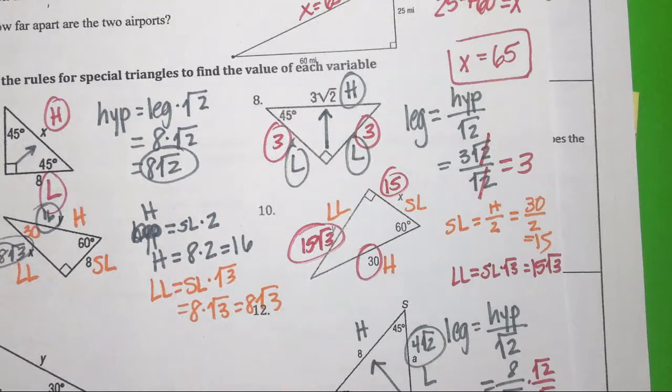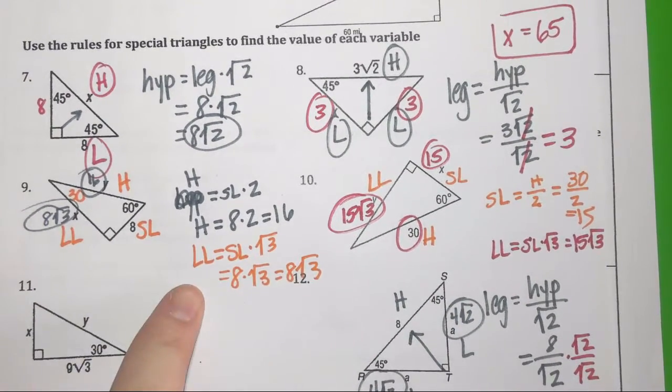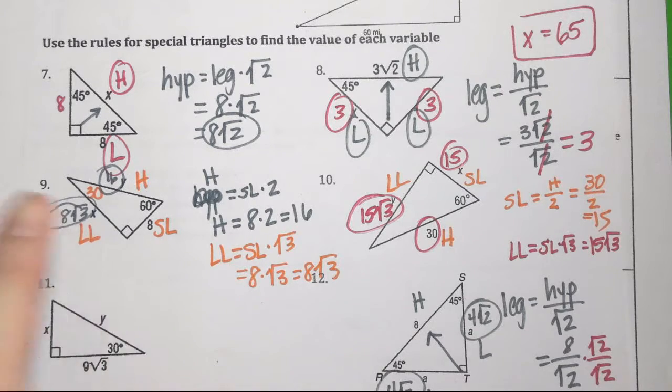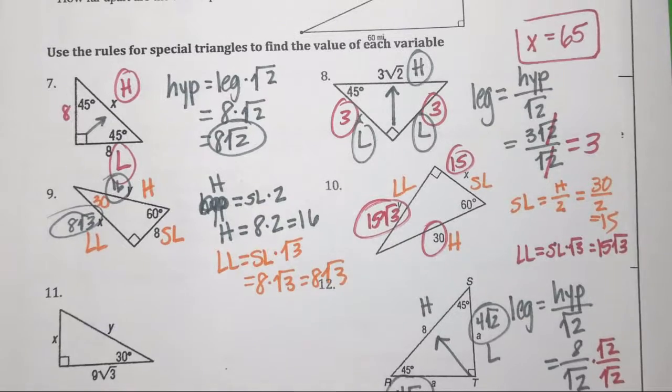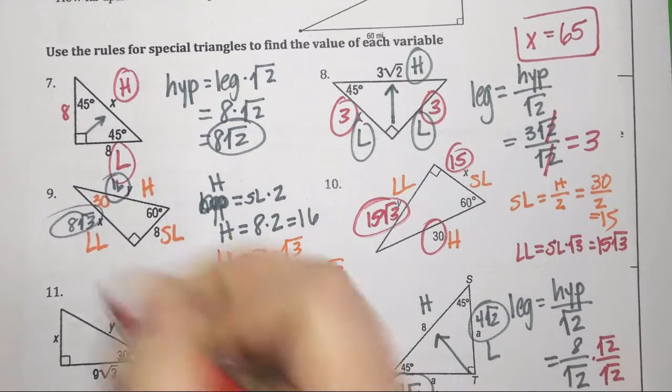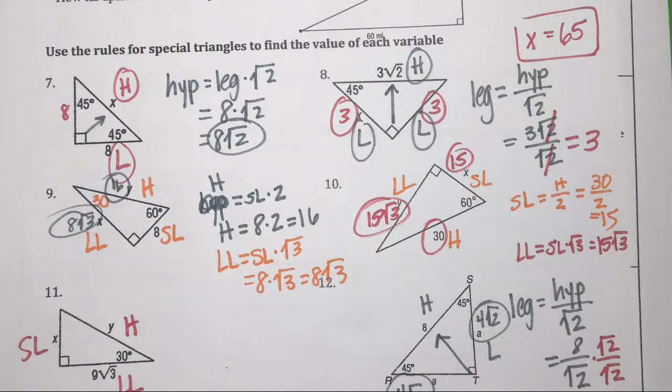And I've got one left, and I was sort of scared, because I'm always worried. I like it when they give me the short leg. I don't mind it when they give me the hypotenuse, but I hate it when they give me that long leg. Those are the hardest ones. I say that, and this one ends up being easy. Why is that?